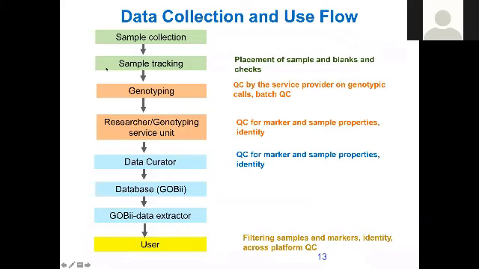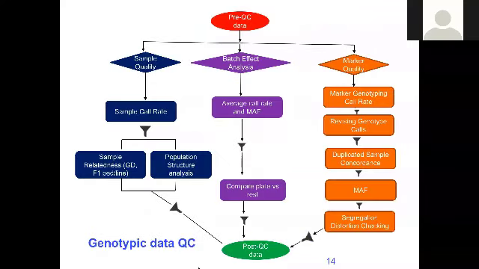So this is the regular data use workflow, which starts with sample collection, goes to the user, and we have a database, and different steps have different QC measures taken. I'll go into a little more detail on genotypic data QC now, which includes sample quality, batch effects, and marker quality. Sample quality involves sample call rate and identity analysis, and batch effects are also important. Marker quality has different aspects, including reproducibility, genotyping error rate, minor allele frequency, segregation distortion, etc.